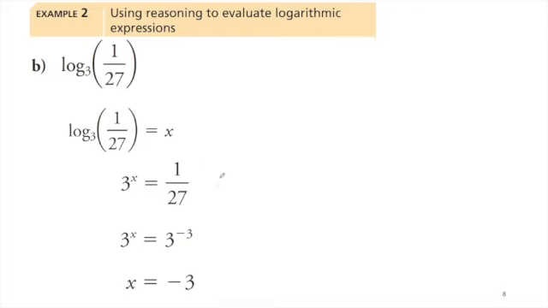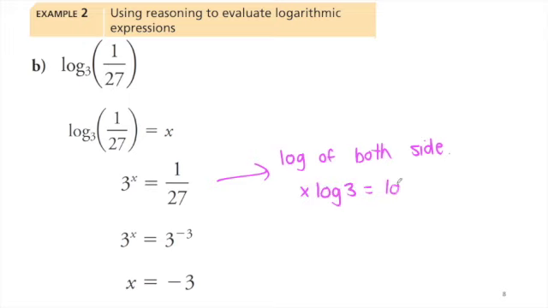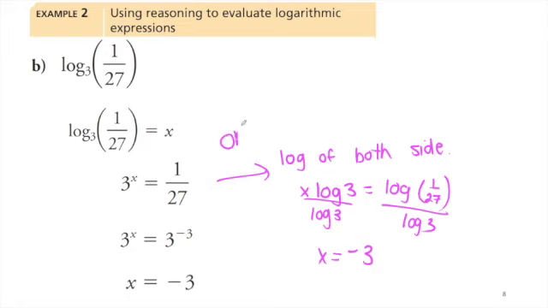Or from here, you could also take the log of both sides. So what you would do here is you'd go x log 3 is equal to the log of 1 over 27, and then divide by log 3, divide by log 3. So x is equal to, and then if you did that on your calculator, you should get an answer of -3. Okay, so you can do this one way or another way. It's up to you.